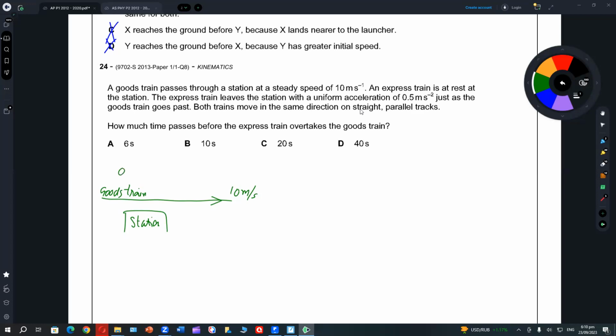The second train is at rest and it starts from the station. Both trains move in the same direction on straight parallel tracks. It leaves the station at rest, so u is equal to 0.